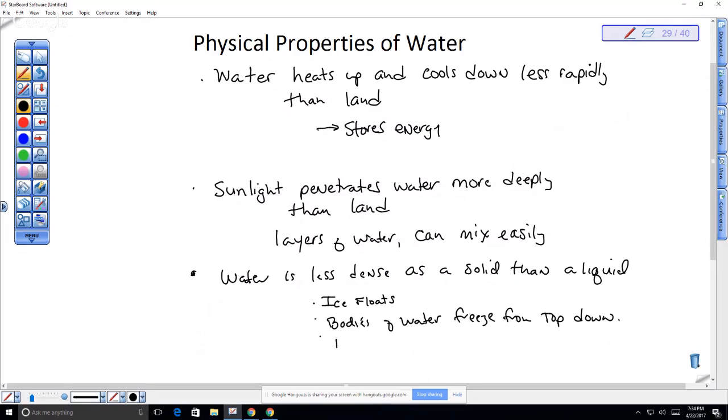So this means that ice can insulate the water underneath. And perhaps the whole river or stream or pond will not freeze solid. So ice can insulate water. So maybe the river freezes, but there's still moving water underneath it. Maybe the pond freezes, but the animals underneath the ice still survive over winter. Okay. So those are some characteristics that are important in understanding the physical systems of water.